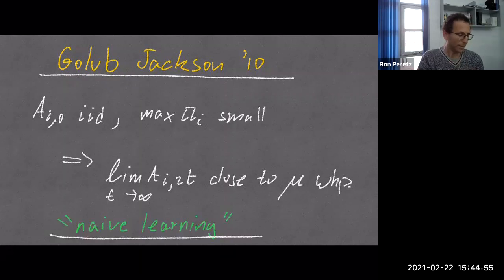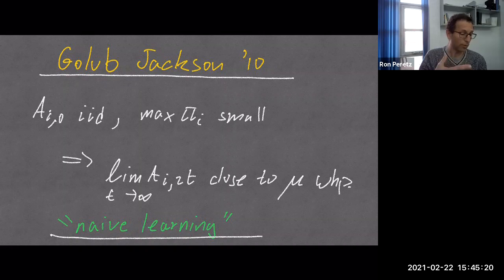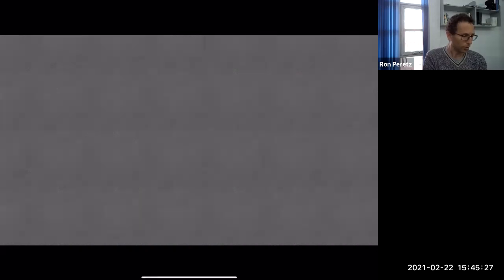Why is it naive? It's naive because the updating rule is very naive. They don't do any Bayesian updating or other smart things. They just take the average. And why is it learning? Because they end up learning the true state of the world, or at least approximately. They end up knowing more or less what mu is, which is the true state of the world. So they achieve learning and they do it naively. So these are known results.